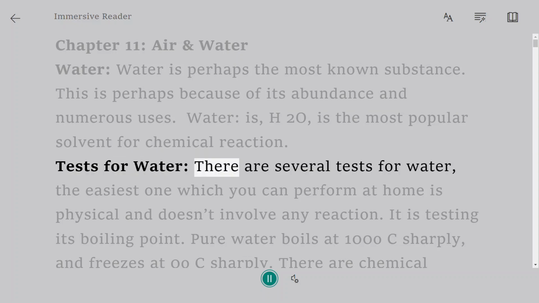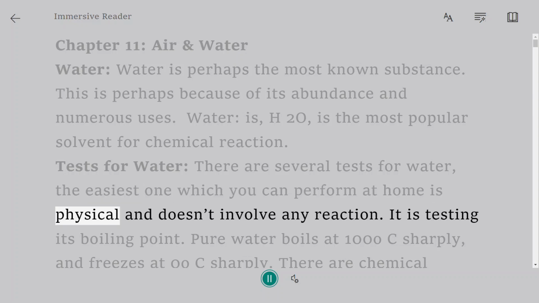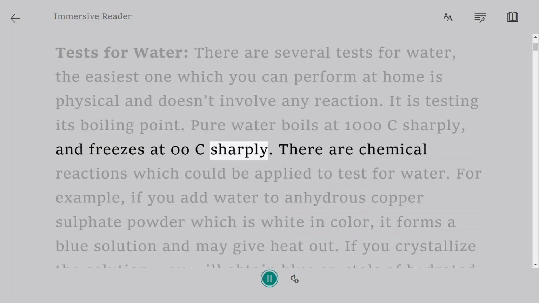Tests for water. There are several tests for water. The easiest one which you can perform at home is physical and doesn't involve any reaction. It is testing its boiling point. Pure water boils at 100 °C sharply, and freezes at 0 °C sharply.